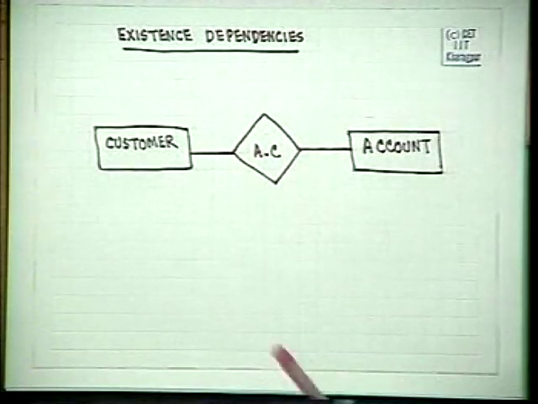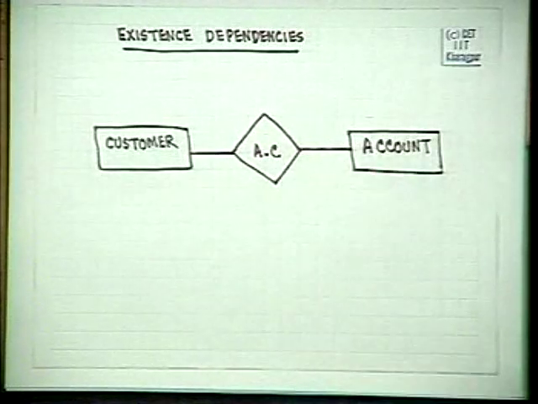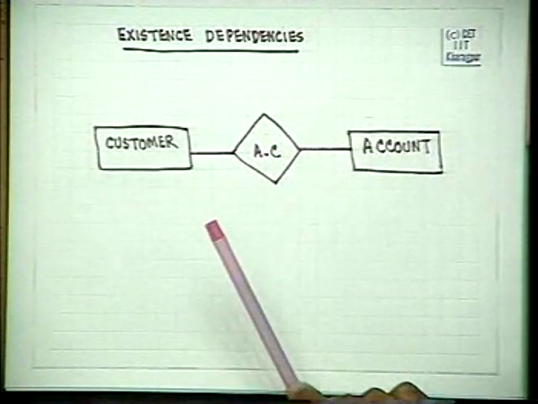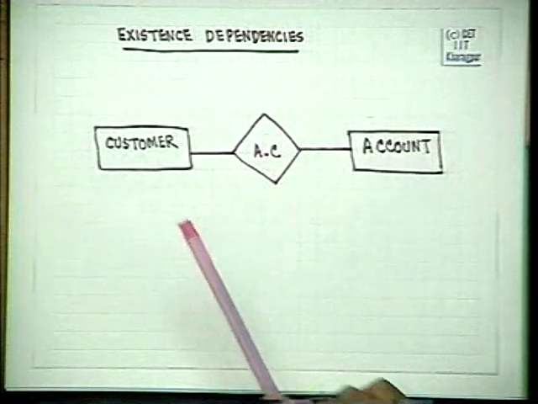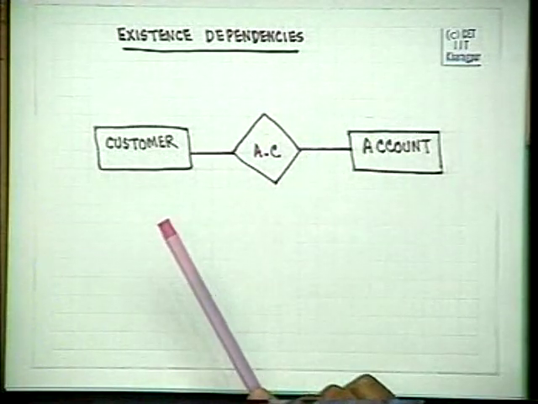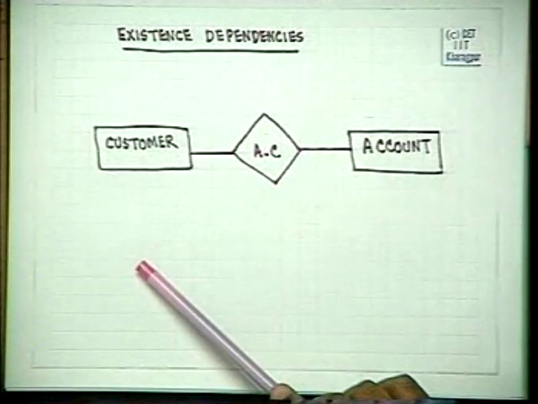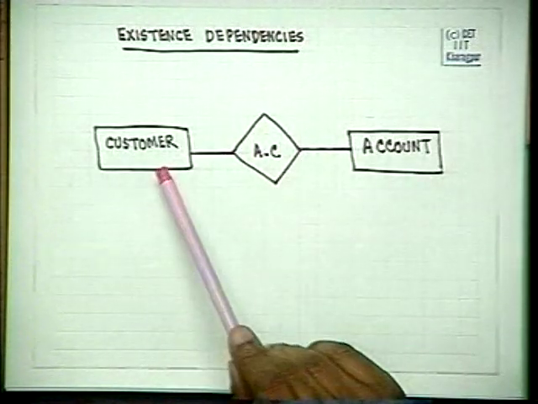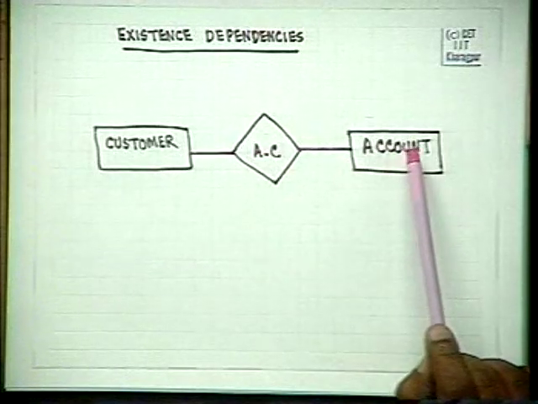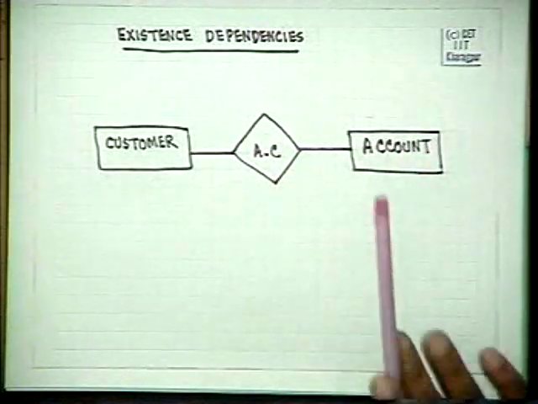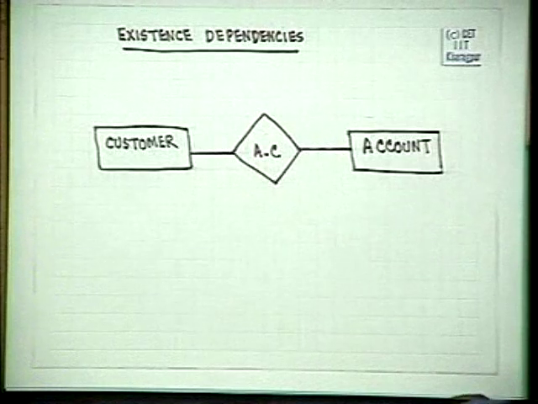Suppose this is my relationship between customer and account. I can now specify whether a customer can have more than one account. I can specify whether there will be joint accounts. A customer may have no account and an account may have no customer. This is the situation at the present moment.